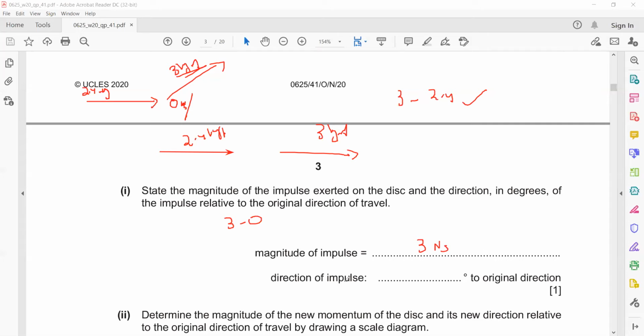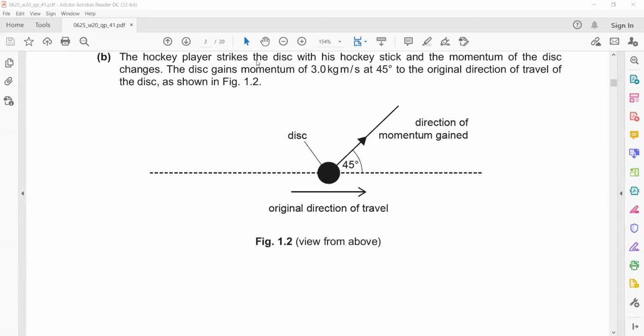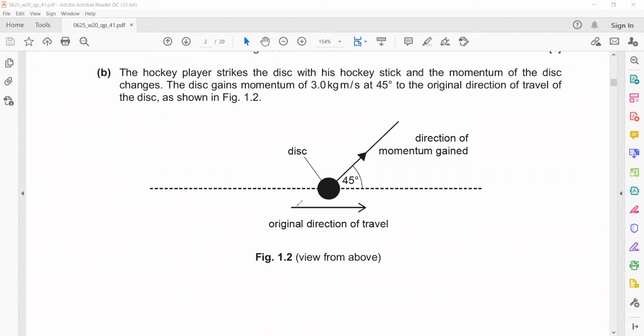The next one: direction of the impulse relative to the original. So the direction of the impulse is the same as the direction in which the momentum changes. So, the momentum change. Yes, we can write 3 kilogram meter per second.